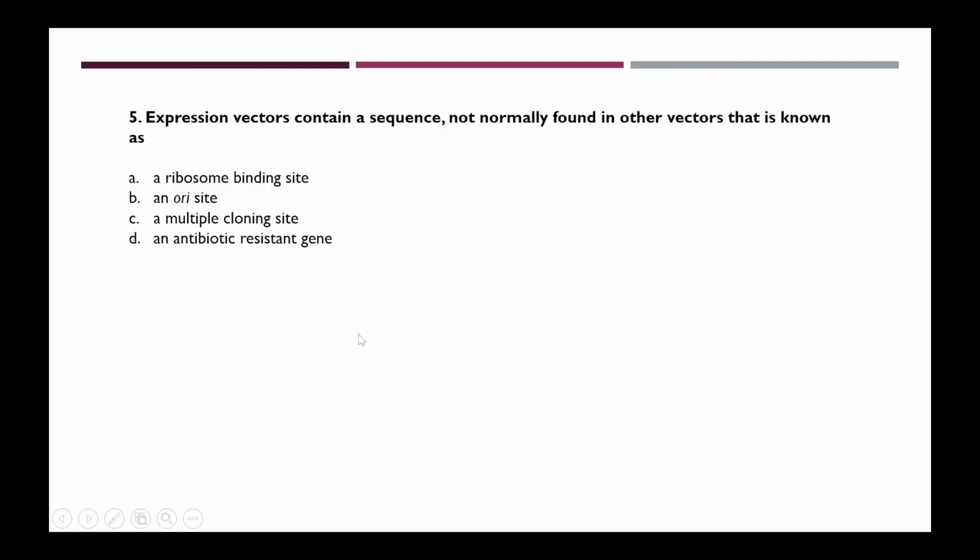So all this transformation and everything you are doing is so that you can overexpress a particular gene and get the protein or enzyme of your interest. So in that scenario, an expression vector will be needed. It contains a sequence which is not normally found in other vectors. So what is that sequence out of these four?